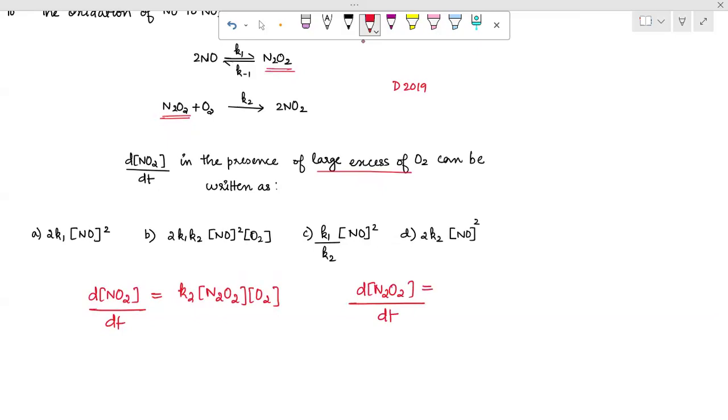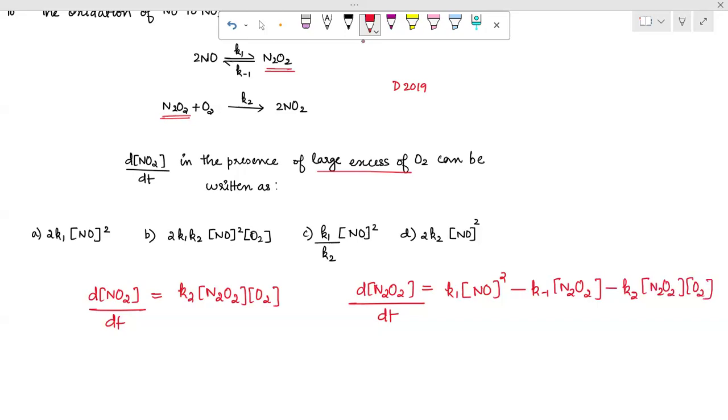In the first step, that is being formed. So K1 concentration of NO to the power 2. In the reversible step, it is disappearing, so minus K inverse N2O2. In the last step also it is disappearing, so minus K2 into N2O2 into O2.